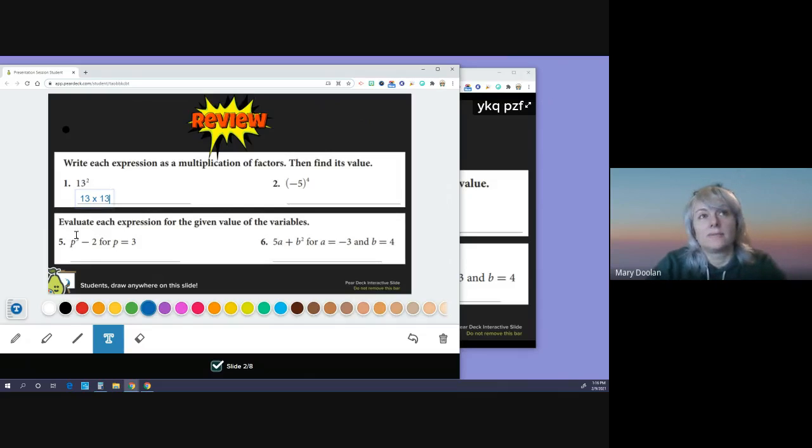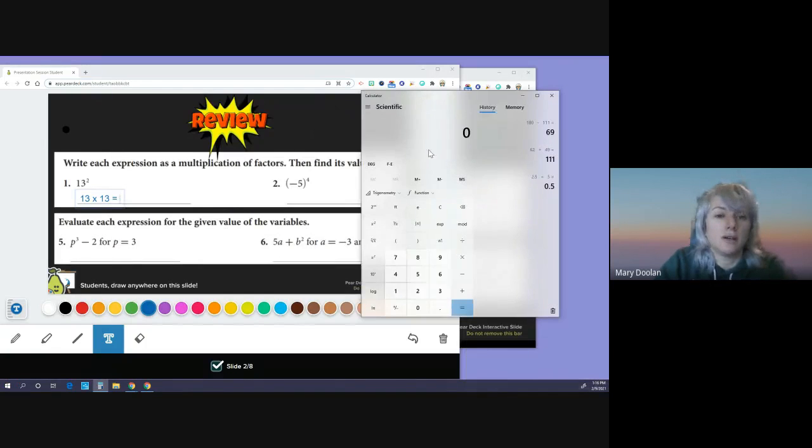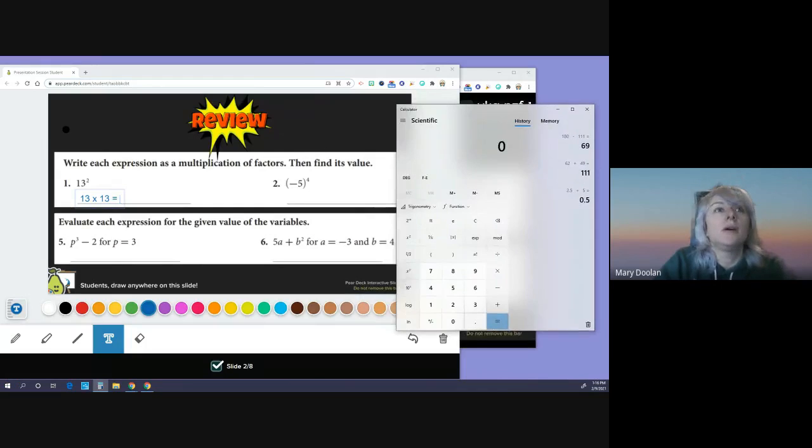It's 13, and you have a power. 13 is the base, 2 is the exponent. The exponent tells you how many copies of the base you multiply together, right? But then you want to figure out what that is. And you can use a calculator. You can absolutely use a calculator. You can use a Google calculator, like the app or something.